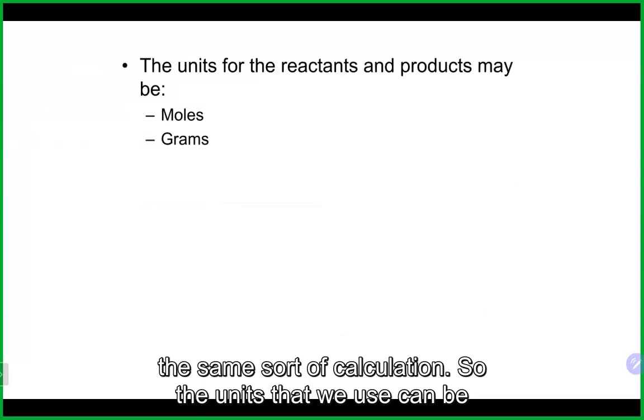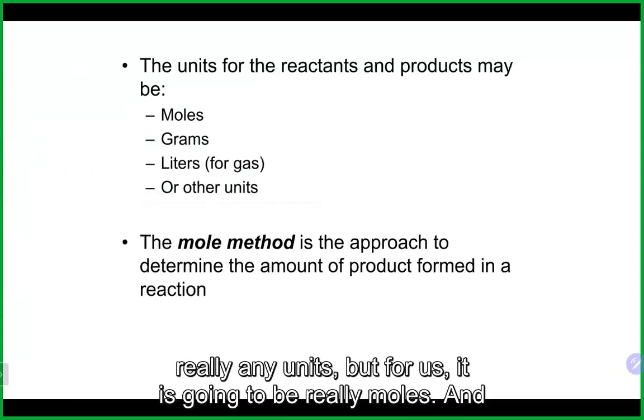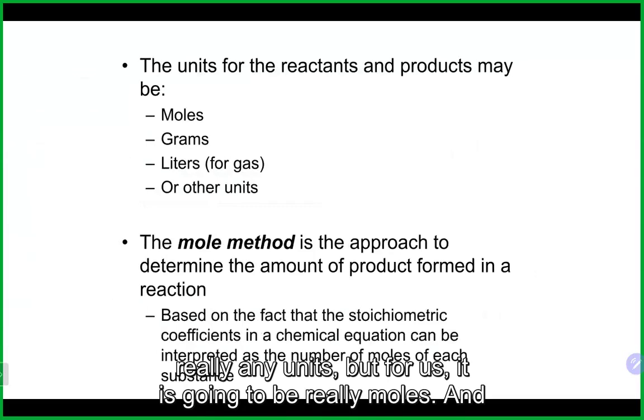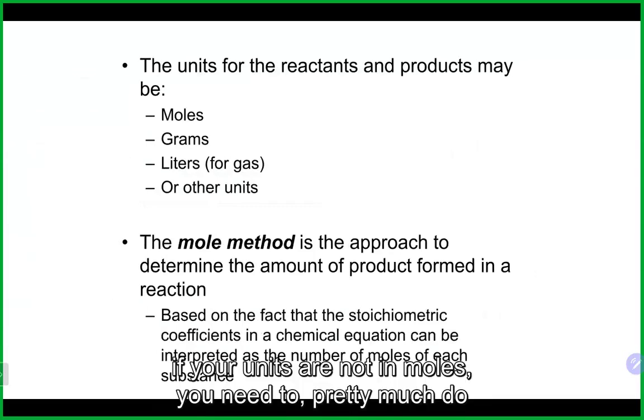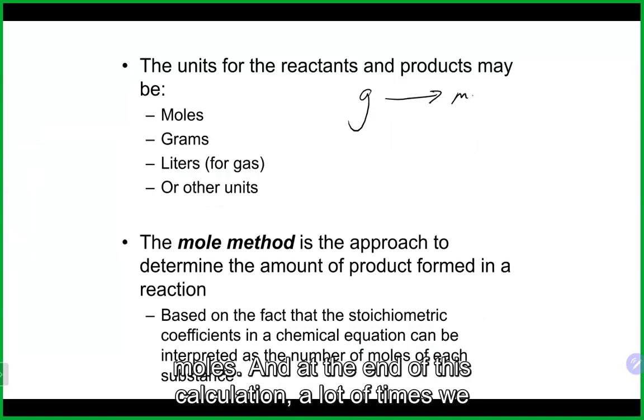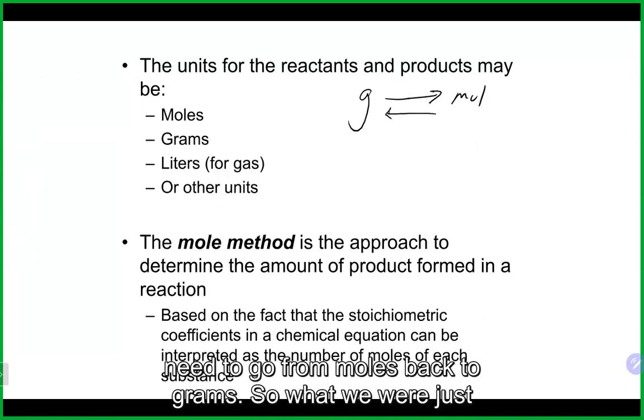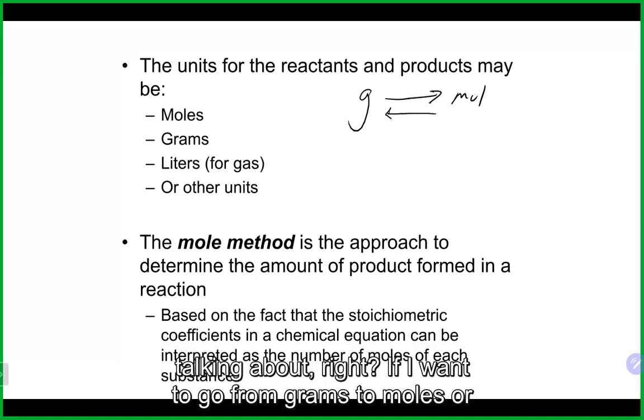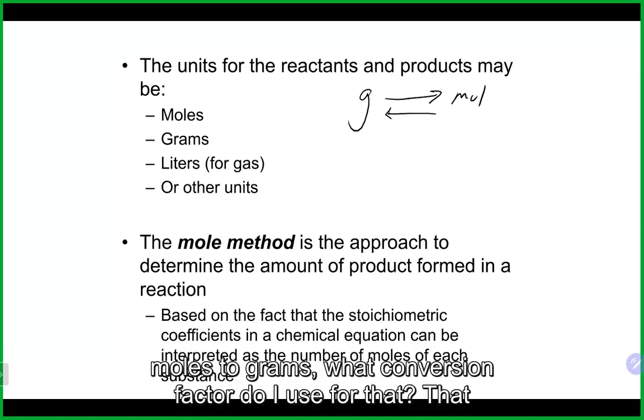So the units that we use can be really any units, but for us, it is going to be moles. And if your units are not in moles, you need to get them from grams, usually, to moles. And at the end of this calculation, a lot of times we need to go from moles back to grams. So what we were just talking about, right? If I want to go from grams to moles or moles to grams, what conversion factor do I use for that?